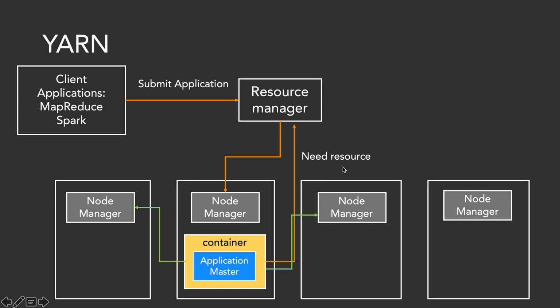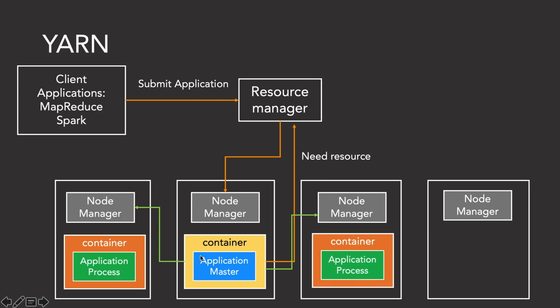Then, once it receives the input from the resource manager, the application master would start containers on these nodes where the actual application code would run. So the orange containers are the places where your actual code would run. I have intentionally kept this node blank because there might be cases where some of the nodes are not running anything. So this is how Yarn works.